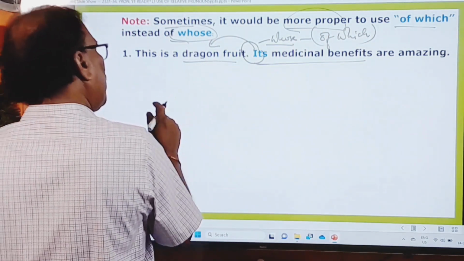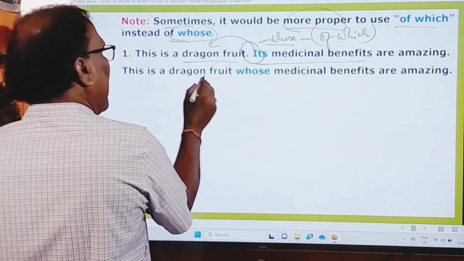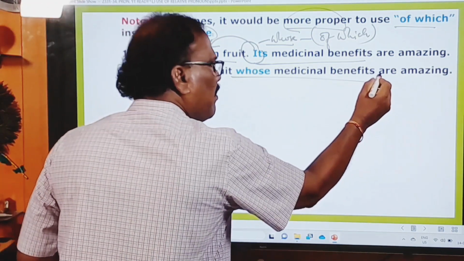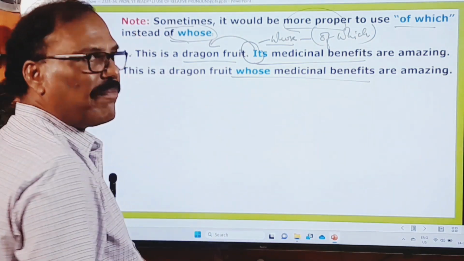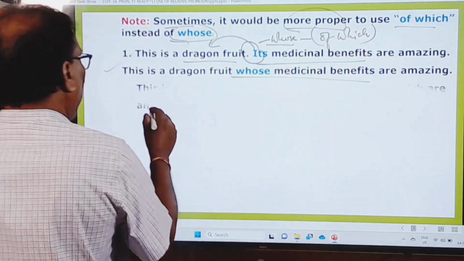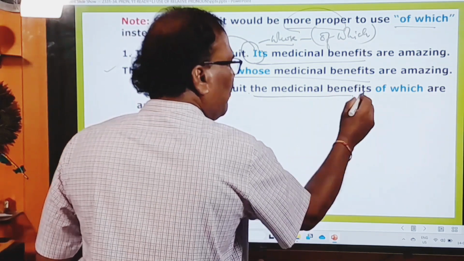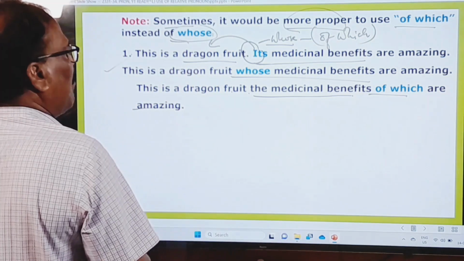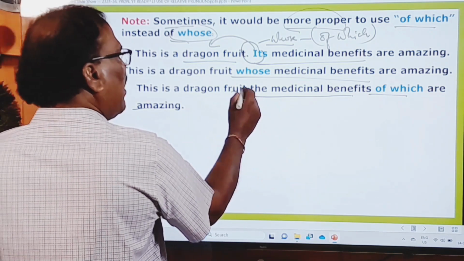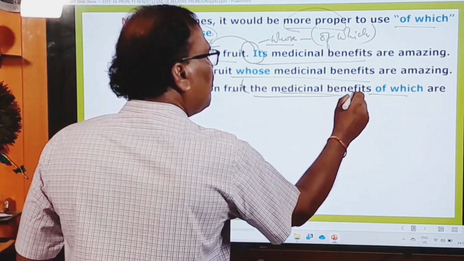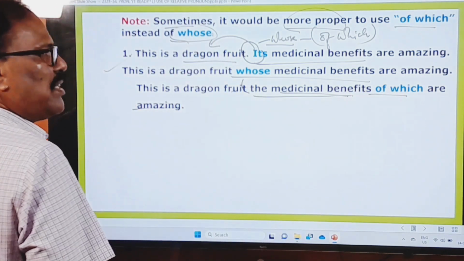The dragon fruit, two things I mentioned. That it's a dragon fruit whose medicinal benefits are amazing. It's correct. You can also use of which. Okay, this is a dragon fruit, the medicinal benefits of which are amazing. This is a dragon fruit, the medicinal benefits of which are amazing.